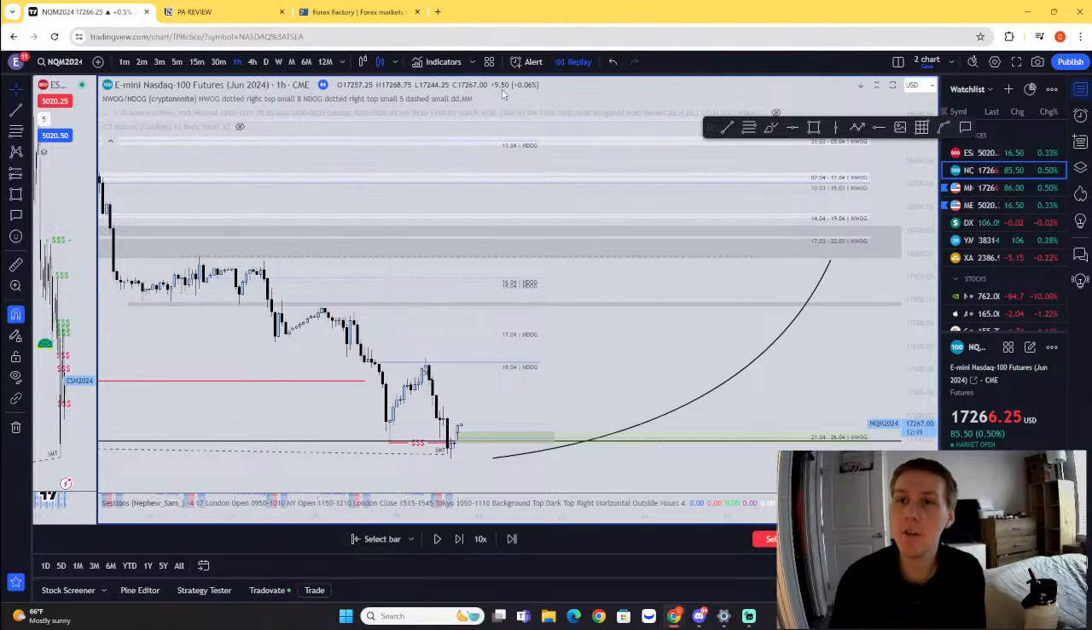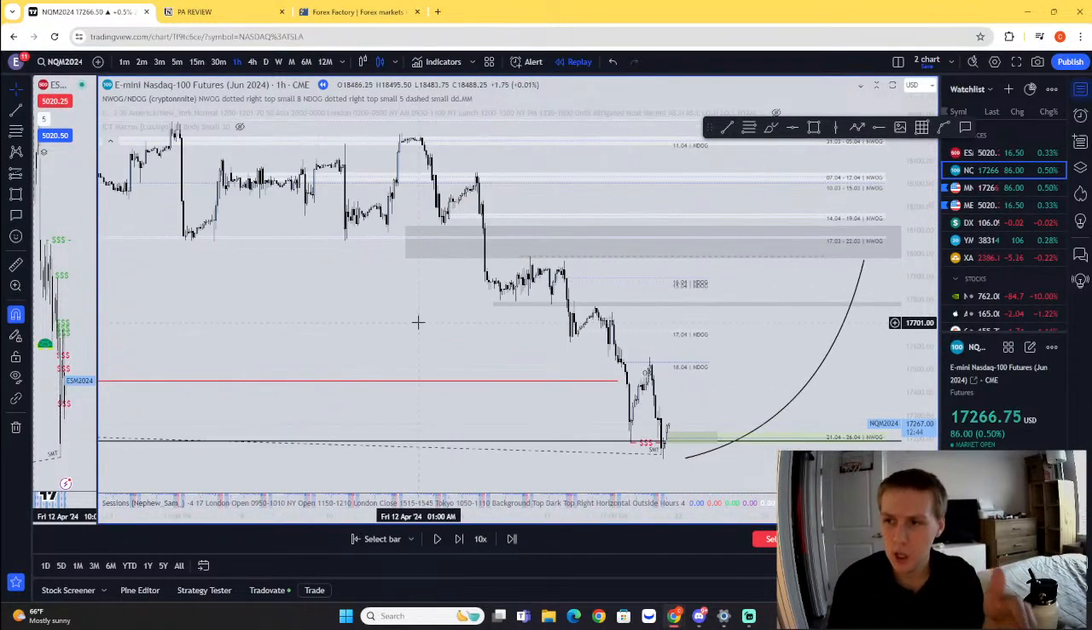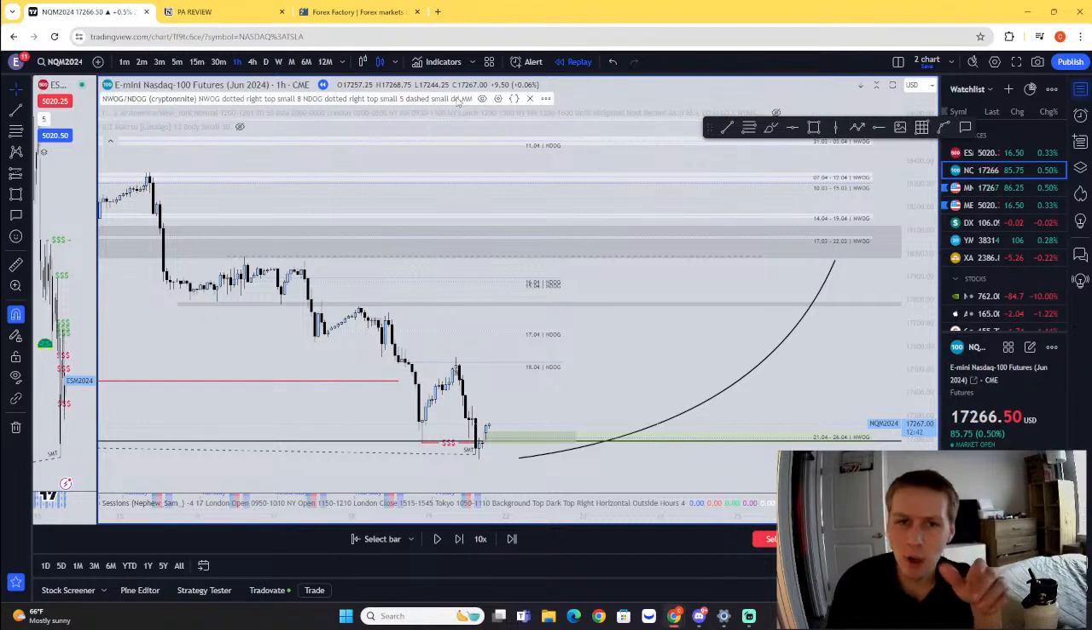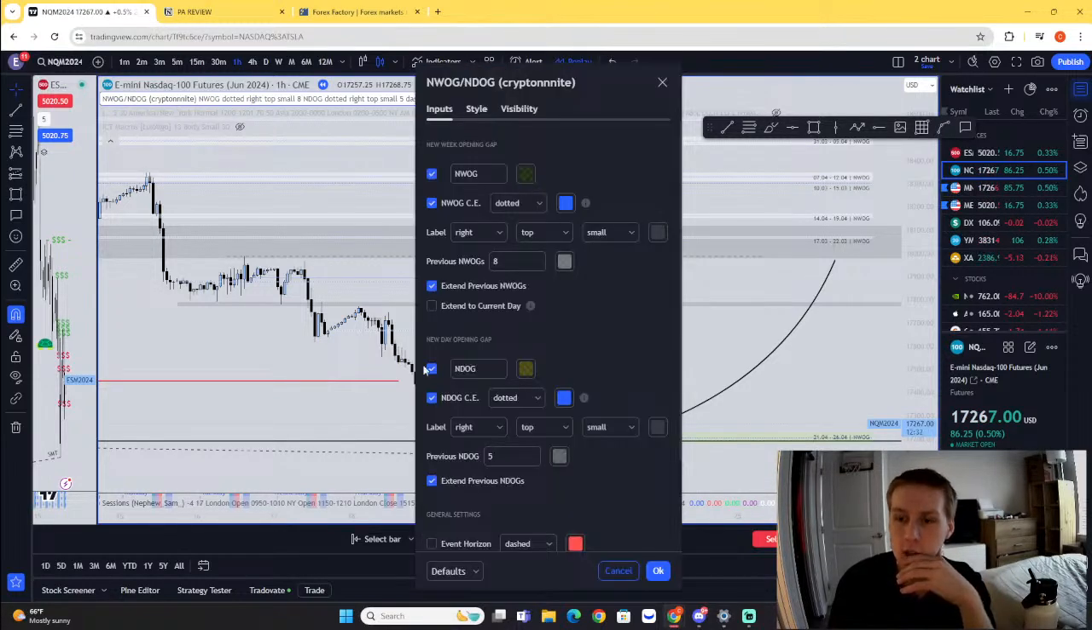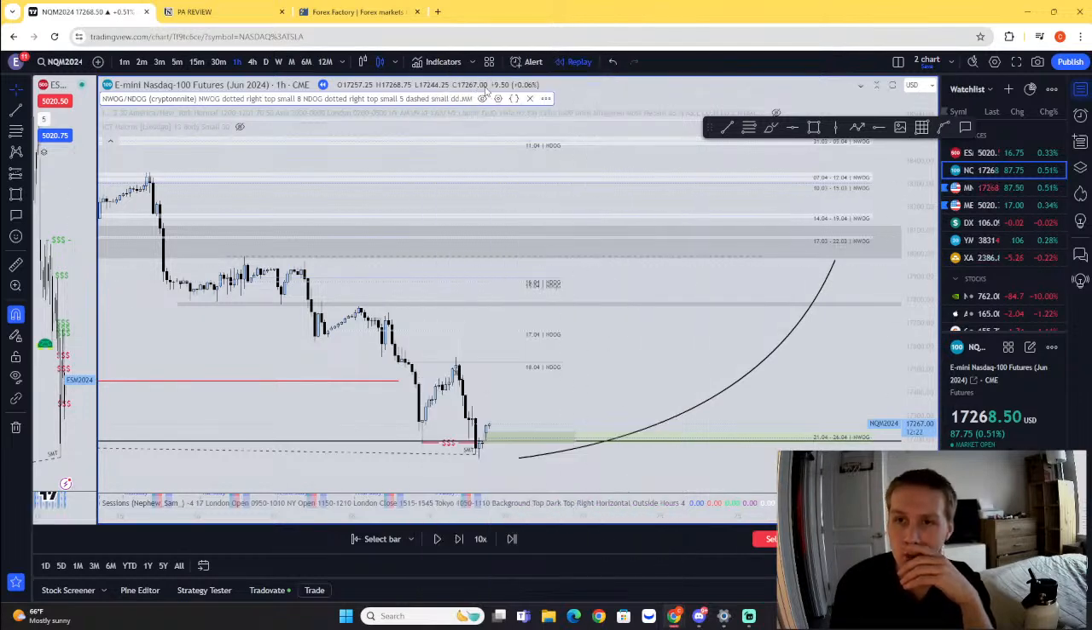I also have an indicator for it. I need to clean up the indicator because it's not the cleanest, as you guys can see. I need to change it. I'll probably do that later tonight. But the indicator that you can use is new week NWOG or NDOG by Kryptonite. It's very useful, and you can change your settings to make it a little bit prettier. I might just leave new week opening gaps in here. I might just turn off new day opening gaps. But yeah, that's the indicator that I use.